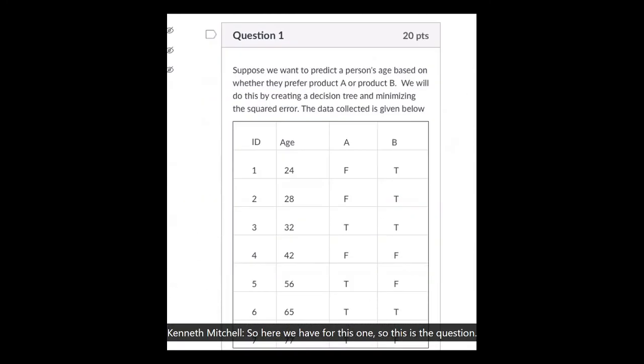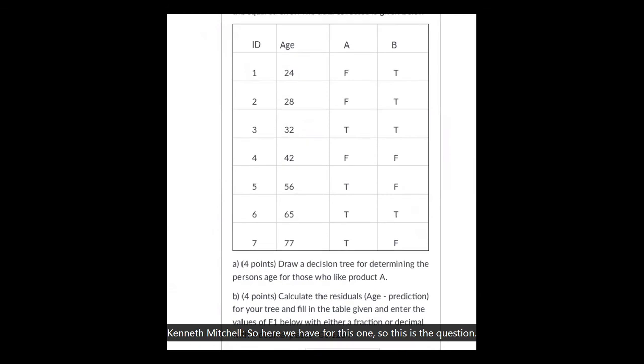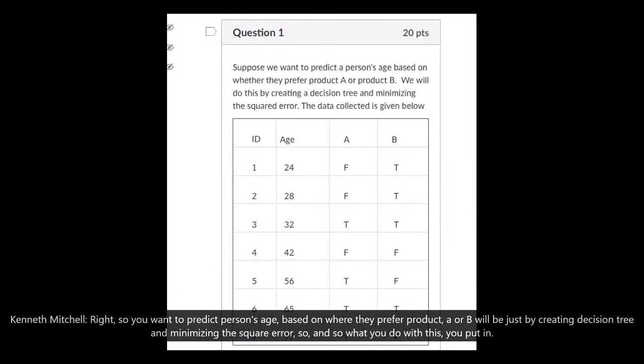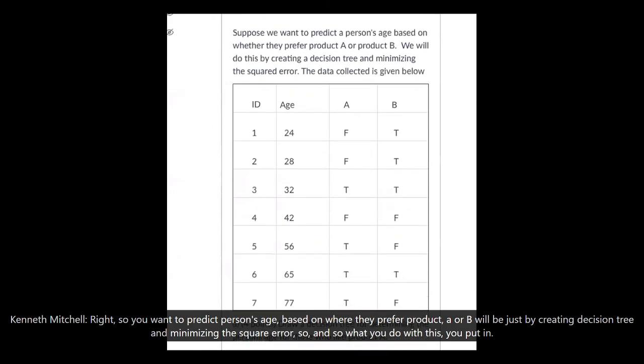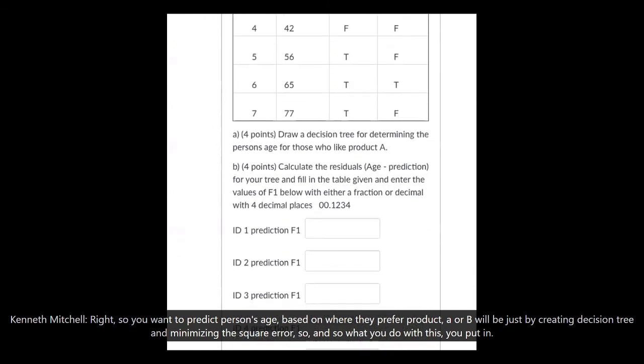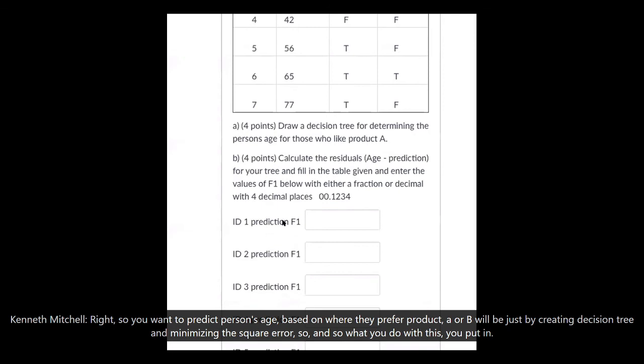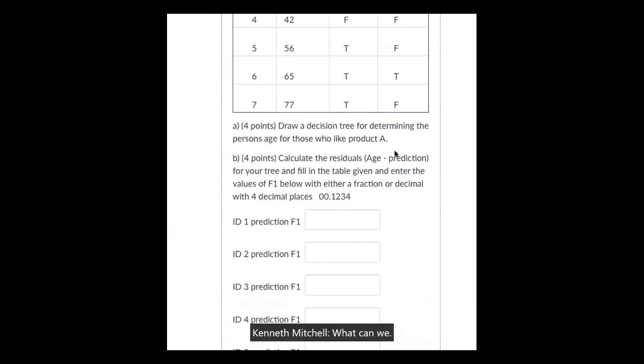So here we have this one, and this is the question. You want to predict percentage based on whether they prefer product A or B. We'll do this by creating a decision tree and minimizing the squared error. So what you do with this is put in what the ages are, as a fraction or decimal with 4 decimal places.